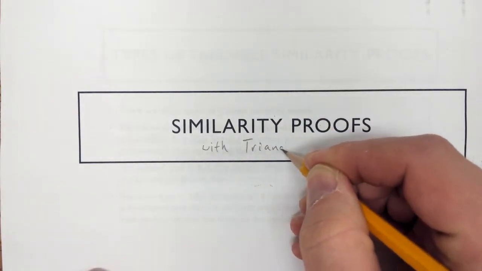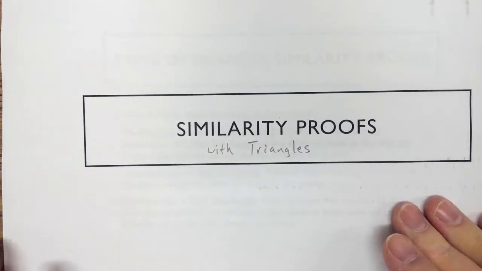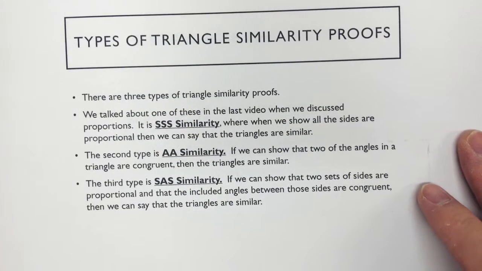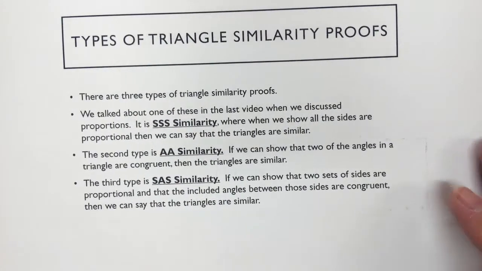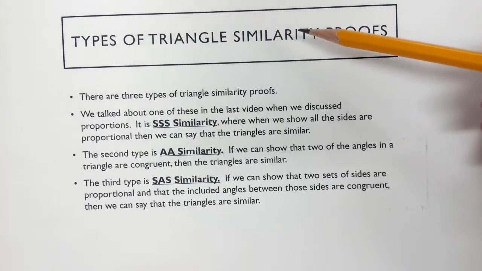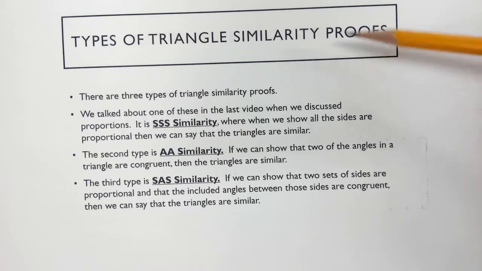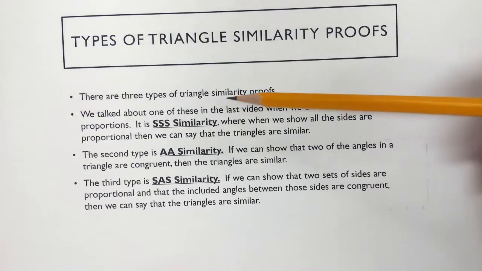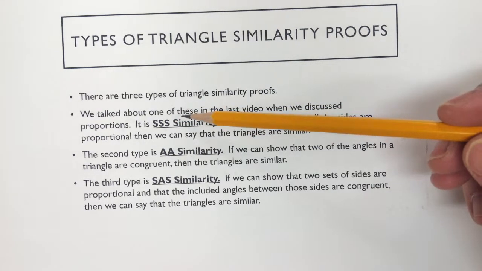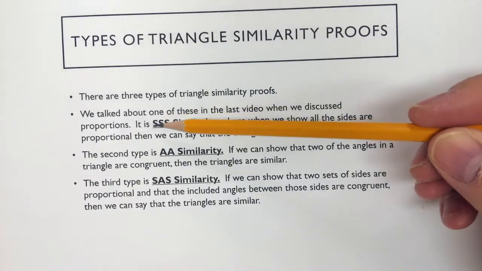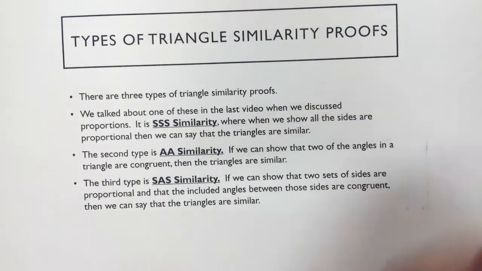Today we're talking about similarity proofs, but only with triangles. So we're only going to worry about the triangles. There are three types of triangle similarity, and so there are only three types of proofs that you'll ever have to do with these. We talked about one of these at the end of the last video when we discussed proportions, and that one is the side-side-side similarity. This is where when we show all the sides are proportional, then we can say that the triangles are similar.